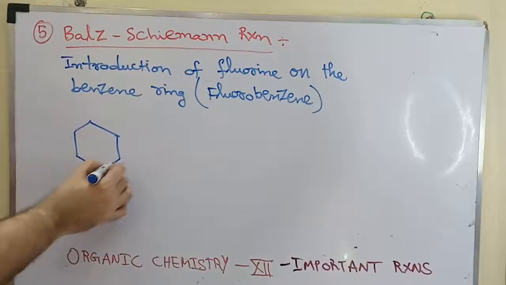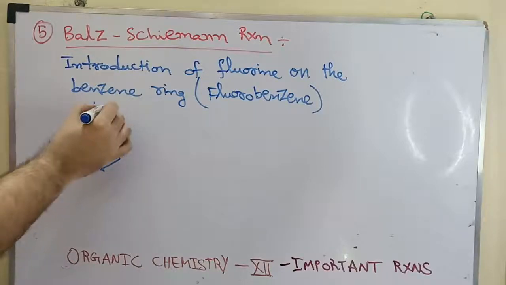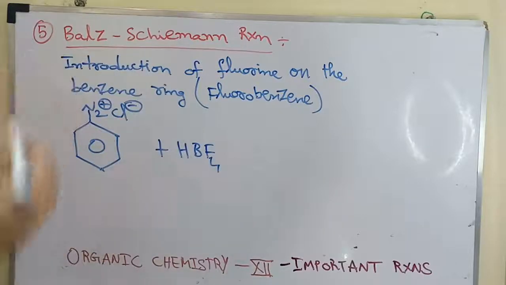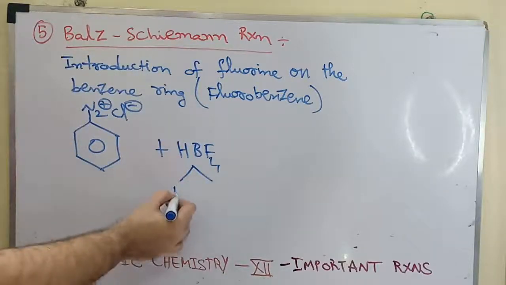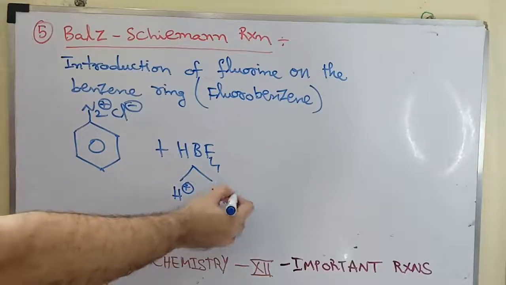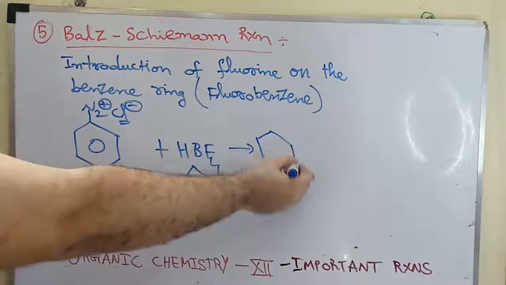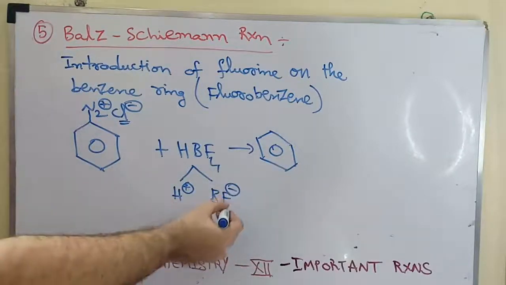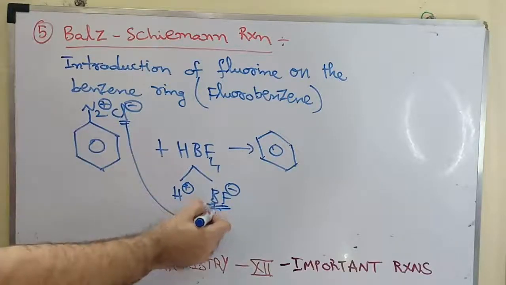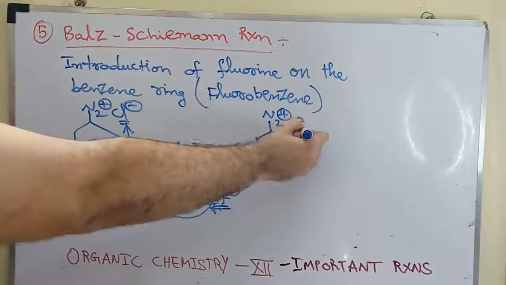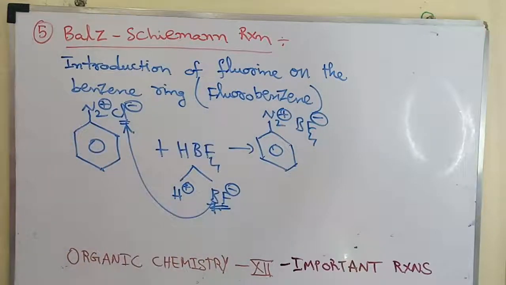So what we do is we take the diazonium salt as usual, N2+ Cl-. This is benzene diazonium chloride, called a diazonium salt. The diazonium salt is treated with HBF4. The HBF4 will produce H+ and BF4- ions. This BF4- will replace the chloride here. Instead of Cl-, it will exchange with BF4-. These two exchange with each other, so after the exchange, what you get is N2+ BF4-.